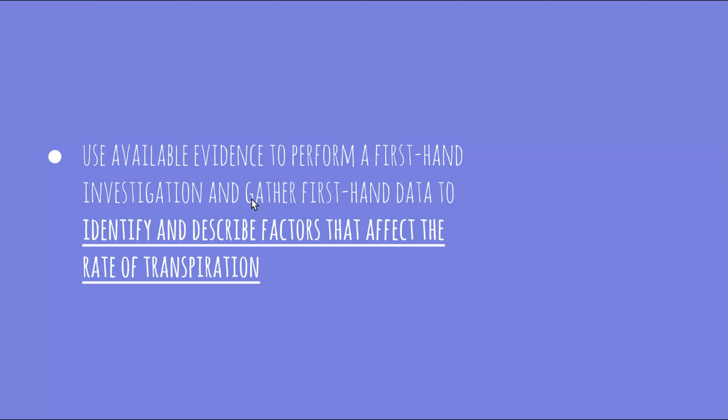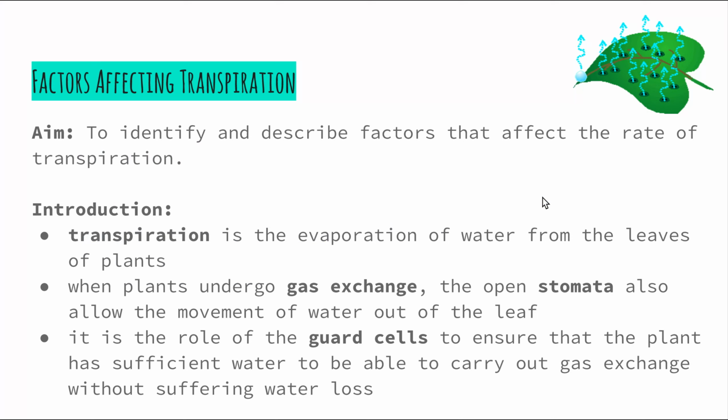This video is going to be looking at the dot point, use available evidence to perform a first-hand investigation and gather first-hand data to identify and describe factors that affect the rate of transpiration. So again, it's a first-hand investigation, so we need to carry out some kind of experiment and we need to be able to gather data ourselves that leads us to be able to identify and describe the factors that affect the rate of transpiration. So the aim of this investigation, obviously, to be able to meet the syllabus dot point, is to identify and describe factors that affect the rate of transpiration, not respiration, sorry.